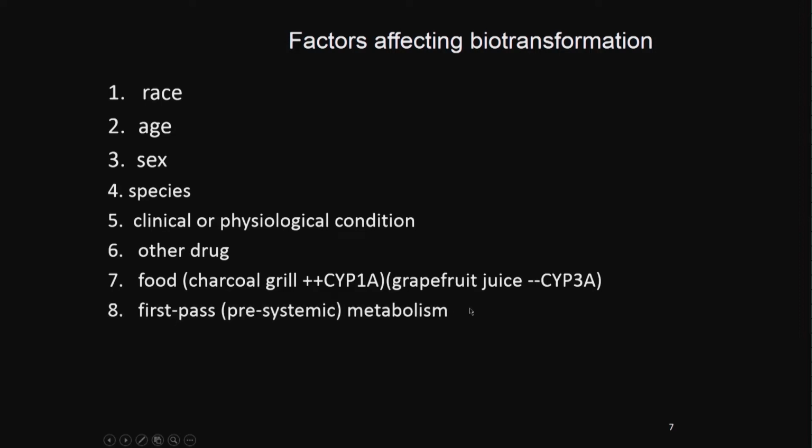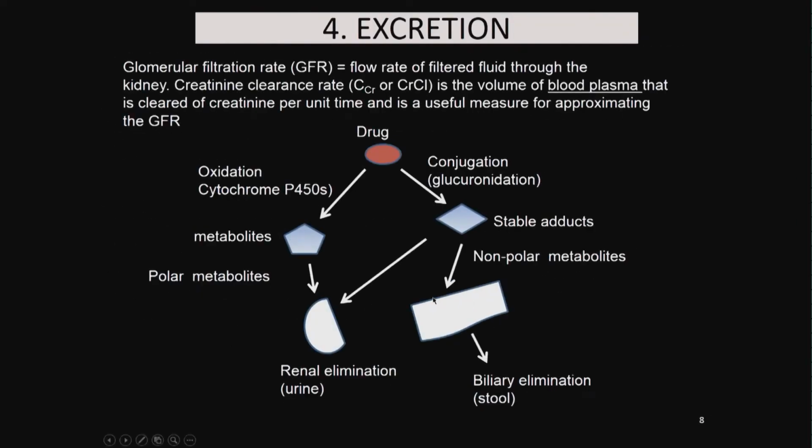First pass metabolism, that means when it goes through the liver as a first pass, you see a lot of metabolism, and after that it reaches a steady state. So, absorption, distribution, metabolism, excretion is the fourth.